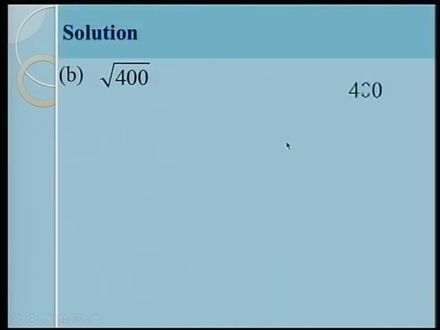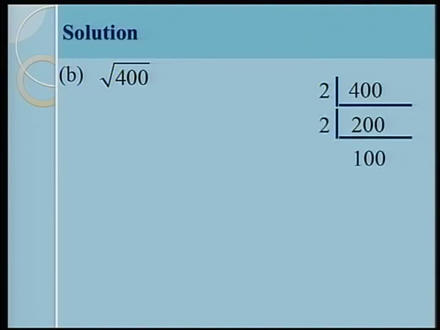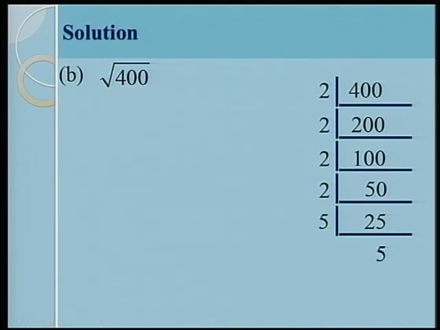We look at the solution for part B, the square root of 400. Similarly, we need to find the prime factors of 400. We first divide 400 by 2. We obtain 200. We divide 200 by 2 to obtain 100. We divide 100 by 2 to obtain 50. We divide 50 by 2 to obtain 25. Then we divide 25 by 5 to obtain 5, and again divide by 5 to obtain 1.